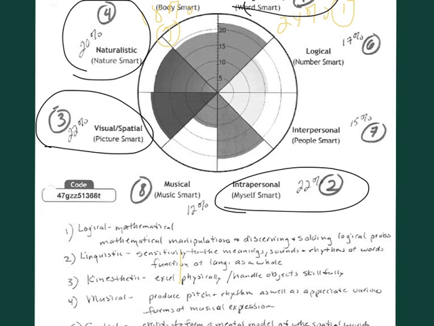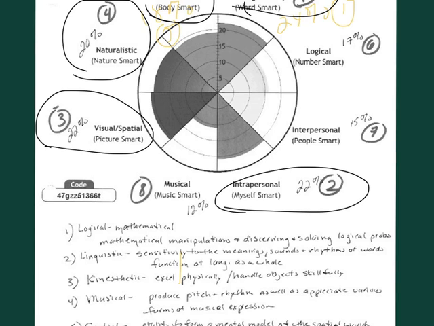And then 5 is this body smart, this kinesthetic, okay, which means that I'm physically, I can do things, physical things. I can handle objects skillfully. I'm a runner, so I guess that would be one thing that would say that I'm body smart. I like to move around. I don't want to just sit all the time.